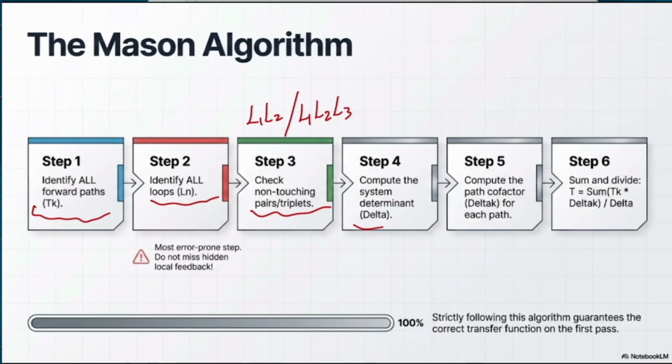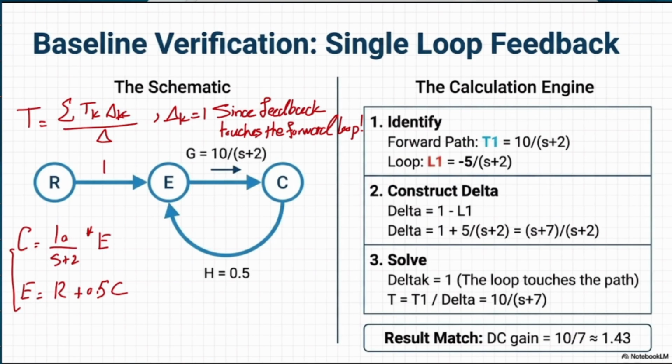And then we have to compute the system determinant. If you remember, the big delta is 1 minus the sum of all of those loop gains, plus the multiplication of those non-touching gains that I will show to you. Don't worry about it. And then we have to compute the path cofactor. That was delta 1 and delta 2. Most of the time it would be just 1. And finally, I can find my T, which was a formula that I already showed to you.